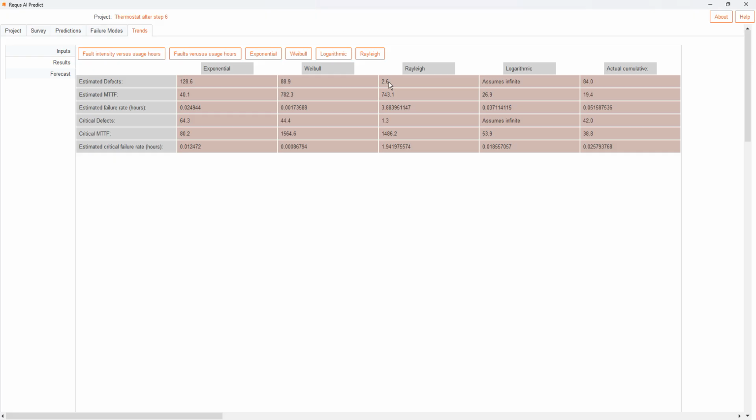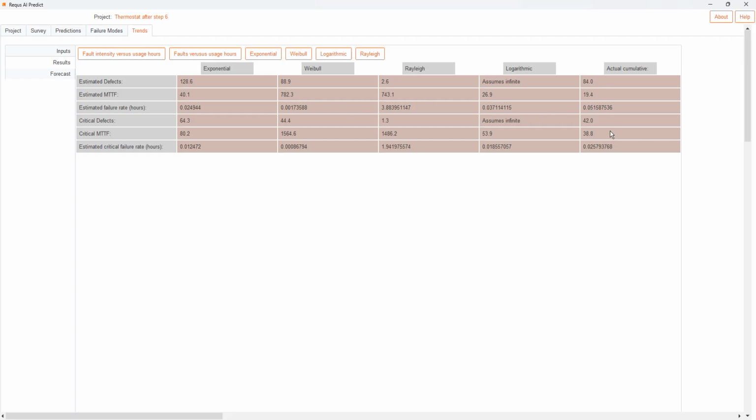Clearly, we already found 84, so this model can be thrown from the mix. Now let's look at our actual cumulative. We found 84 so far. The actual cumulative time between failure is a little over 19. The total critical defects is 48. The time between critical defects is not quite 39. And so our critical failure rate and our non-critical failure rate are shown here.